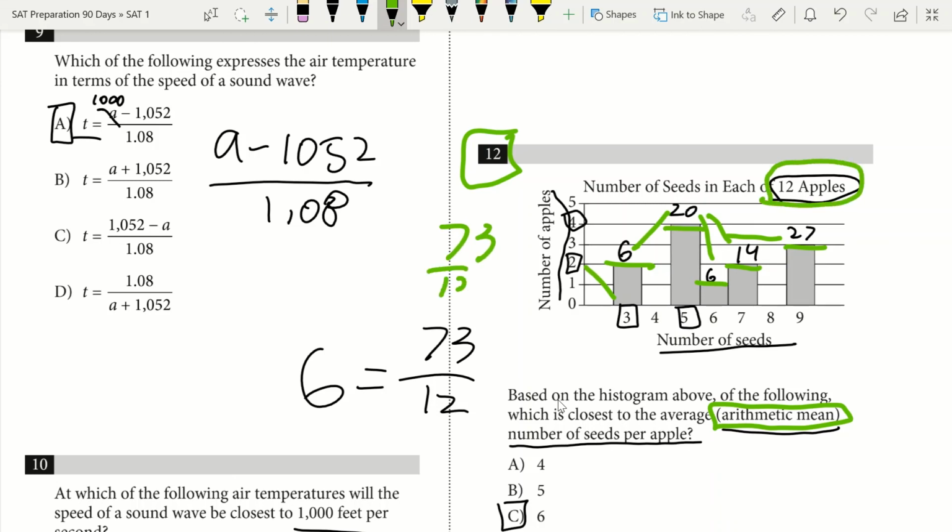Divide it by 12. That's going to give me 6. I believe it was 6.08. I'll plug it in my calculator, just to double check. 6.083. Rounding that to the nearest, right? It says closest. It doesn't say round up or round down, just closest. So my answer there would be 6. So that one right there is checked as well.